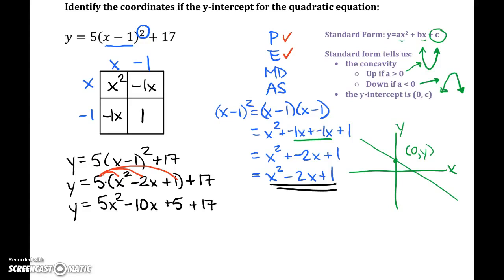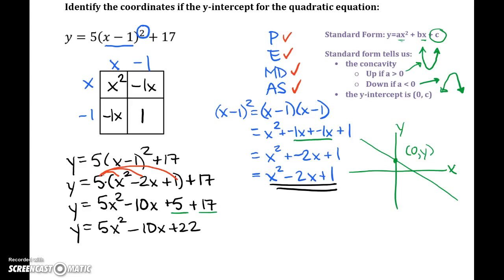So now going back to our order of operations, we've taken care of any multiplication and division. Now we have to do any addition and subtraction that we can. So we need to look for any like terms. In our last step of the equation down here, the only like terms that we have are the 5 and the 17. When we add 5 and 17, we get 22. So now we have 5x squared minus 10x plus 22.